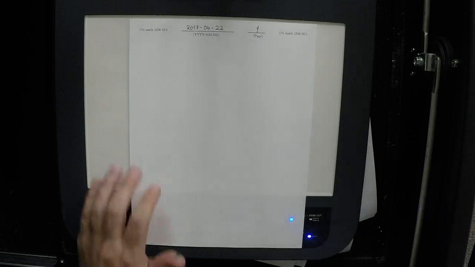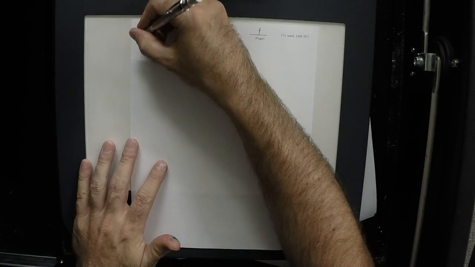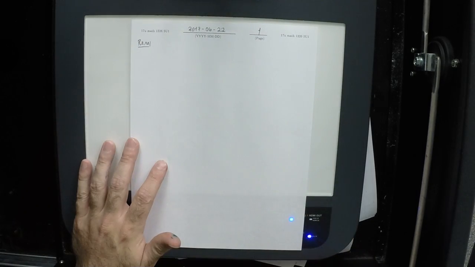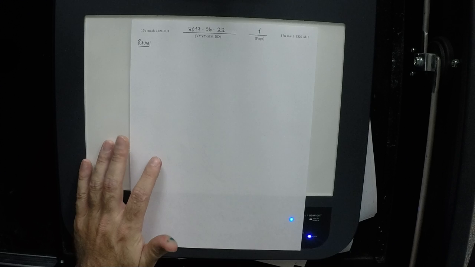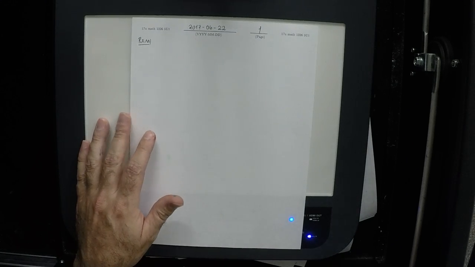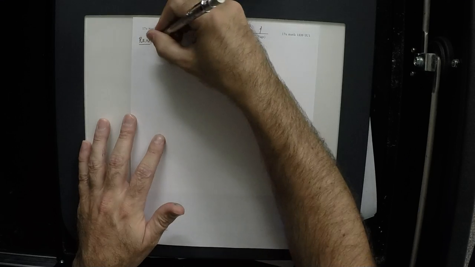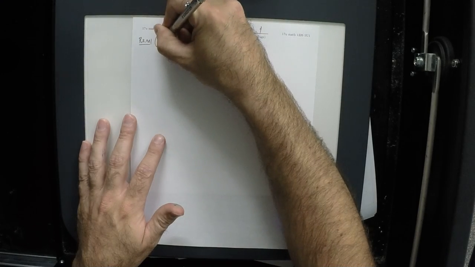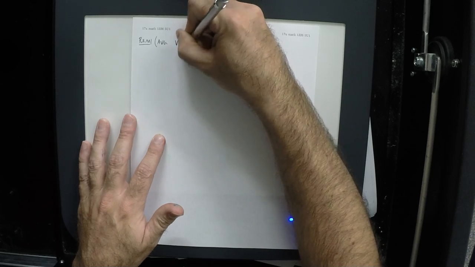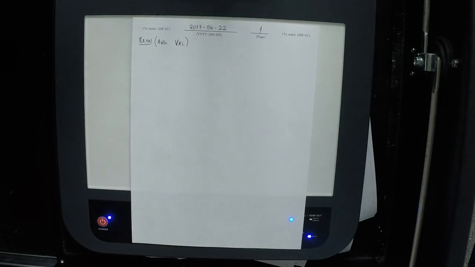So last time we ended with average value, so let's take a few last looks at that. I don't think we got to do many exercises. Maybe we didn't do one. We just talked about what it was. So, average value.